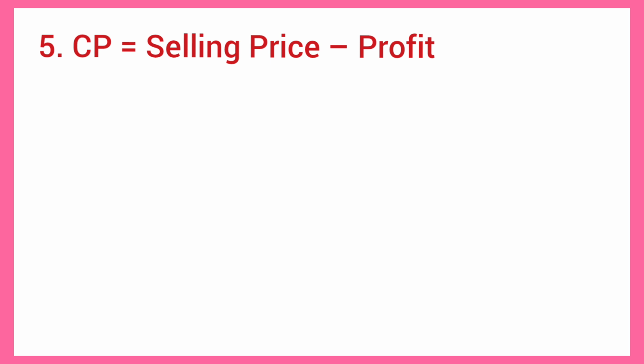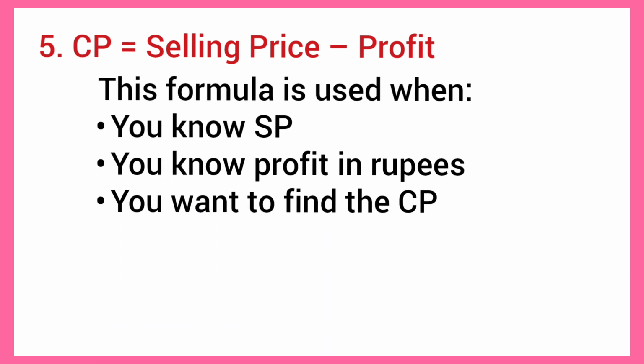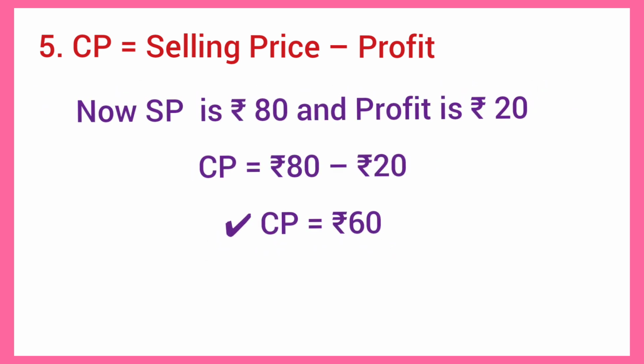Cost price equals selling price minus profit. This formula is used when you know the selling price, you know the profit in rupees and you want to find the cost price. Example, now selling price is rupees 80 and profit is rupees 20. Cost price equals rupees 60.